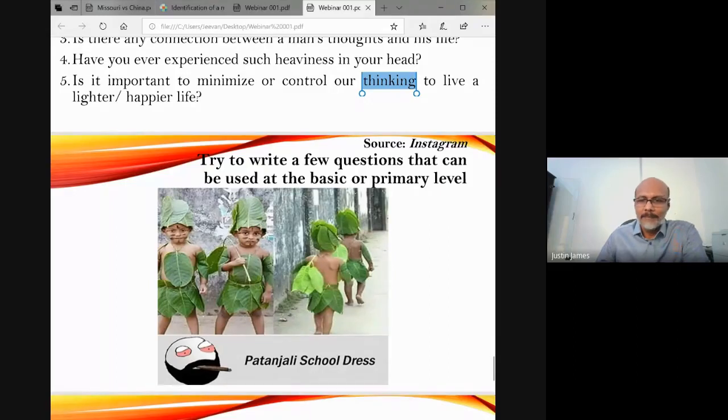Yeah, count the number of children. Observation. Can you ask some decision-making questions based on this picture? Yeah, beautiful question. Would you like to wear such a dress to your school? It's a decision-making question, isn't it?